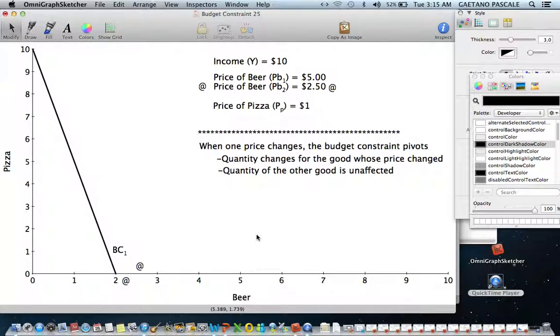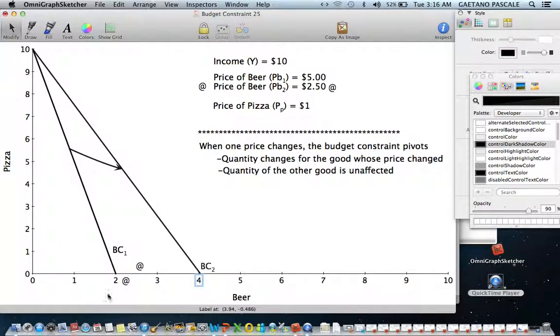We are going to show the price of beer decreasing instead of increasing. So the price of beer is going to go from $5, where we can only purchase 2, and we are going to lower the price to $2.50. So let me bring that information in, and let me rotate that budget constraint outward. Because the price of beer has fallen, we can consume more beer. Now if we spend all our money on beer, we can get 4 beers, where previously we could only get 2. Note again that the total amount of pizza that can be consumed remains the same, because the price of pizza has remained unchanged.